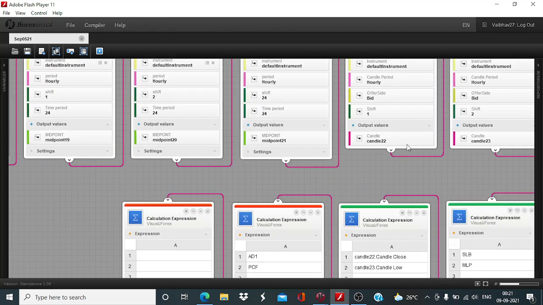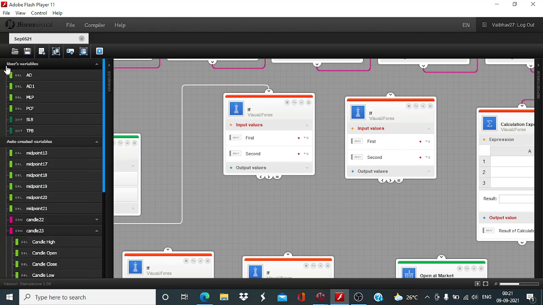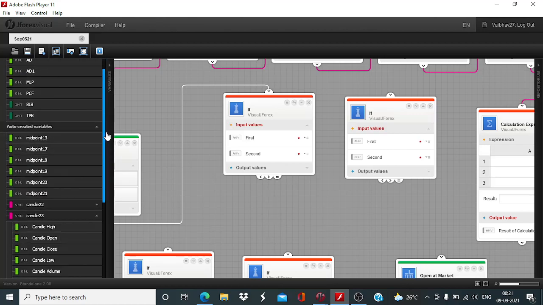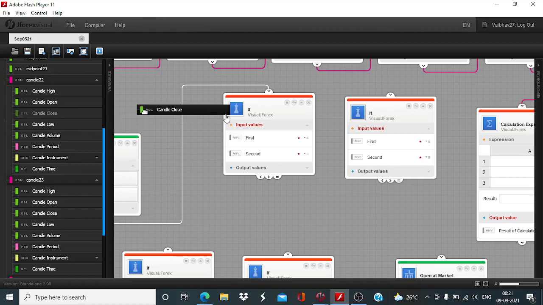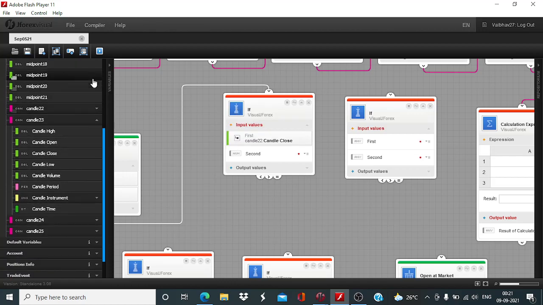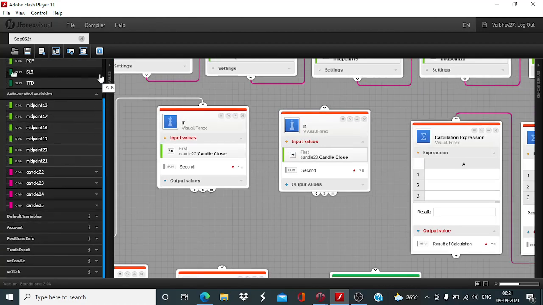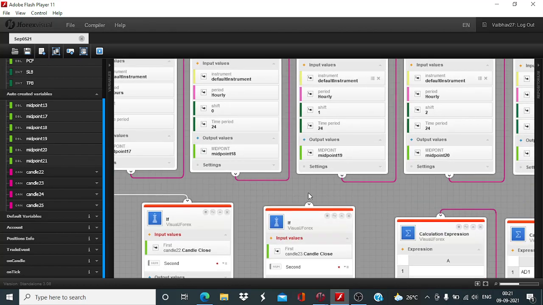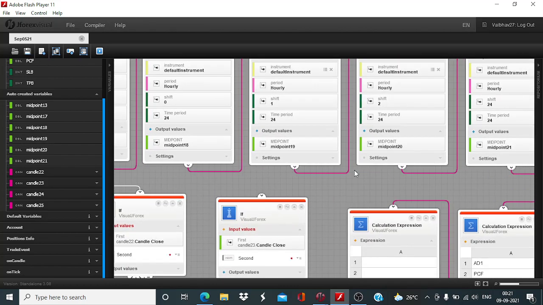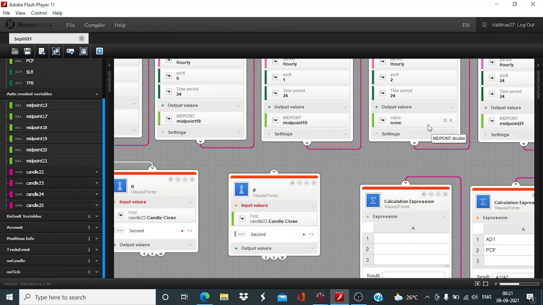So we need closing values for candle 22 and candle 23rd, which we will retrieve from auto created variables. Here it comes, and candle 23rd close is also added now. And these two values will need to be compared with the midpoint with similar shift values 1 and 2. So these are going to be compared with midpoint 19 and midpoint 20.